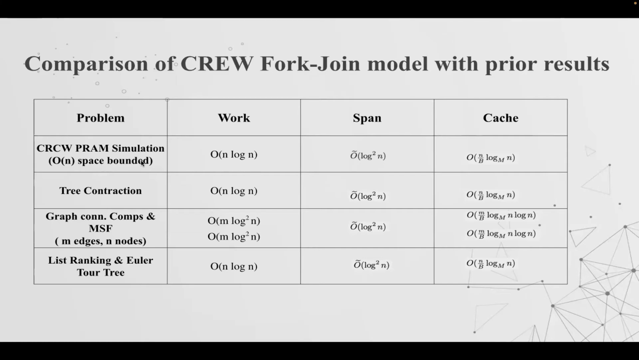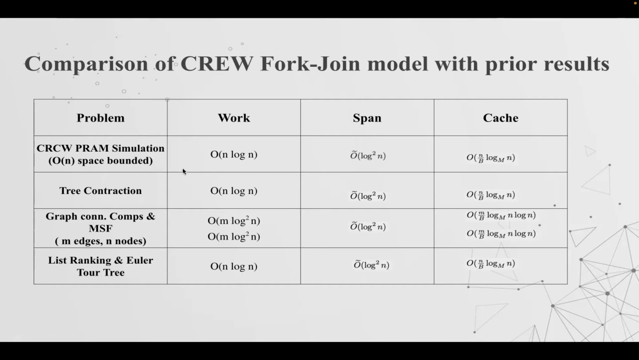Using this result, they got other data oblivious algorithms for other problems, like tree contractions, connected components, and MSF. And after comparing this, they improve the span over the previous insecure methods, because the previous algorithms did not use the simulation route. They also match the previous bounds for other problems like list ranking and Euler-Tour tree.